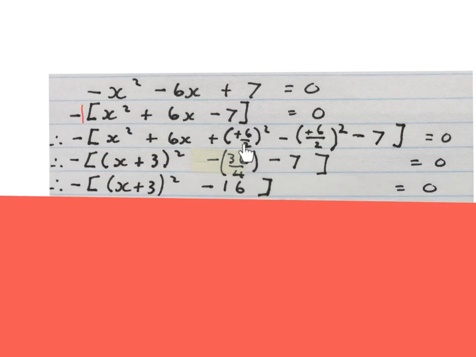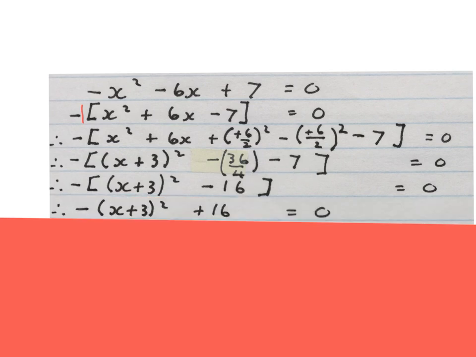Then we simplify this rear part using your calculator, get minus 16. Times the minus 1 back into the square bracket. So minus 1 goes there. Minus 1 times this. Minus 1 times a minus gives you a plus. Now we finished completing the square. We can now solve for x in this equation.